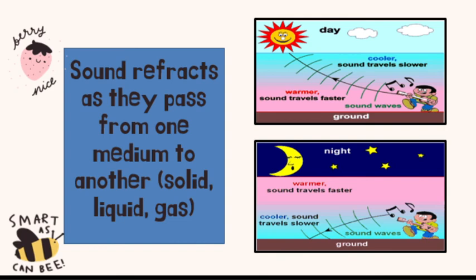At night, the opposite happens. The sound further from the ground travels faster at night, causing the sound wave to refract back towards the earth. This explains why concerts are held at night, for the viewers to easily hear the sound even far away.